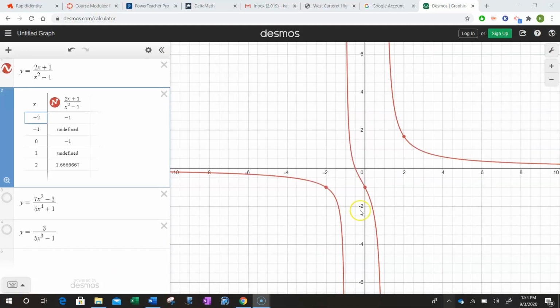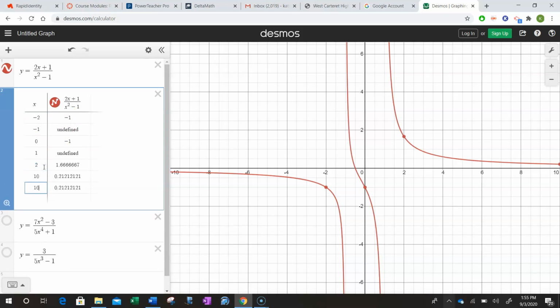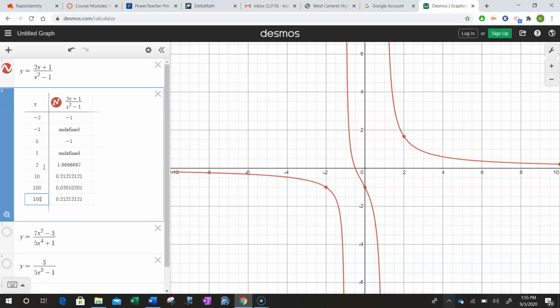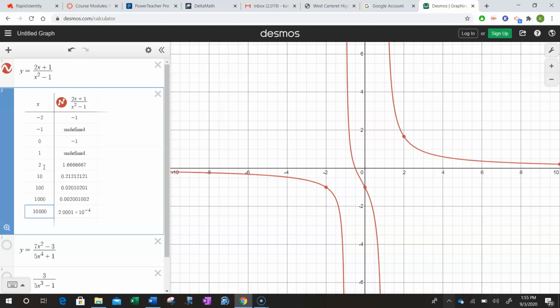Starting with the first one, I've got it graphed here. And again, we're not looking in the interior. We're looking as x gets really big, so as it goes to negative infinity or positive infinity. I've also created a table right here, so I'm going to start typing in some big numbers: 10, 100, 1,000, 10,000. As I type in those numbers, what are those y values getting closer and closer to?